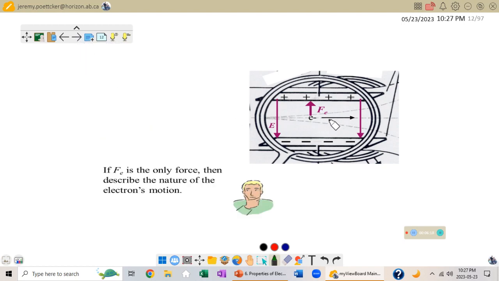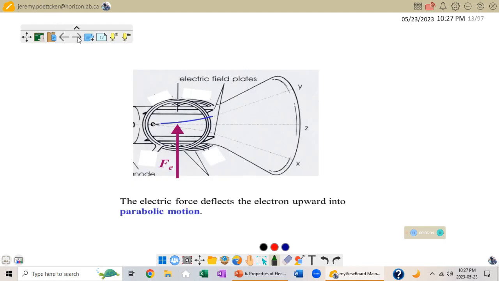It's moving fast enough that it's not going to actually hit the top plate, but it will be deflected the whole time that it's going in between the plates. So if Fe is the only force, like I was just saying, we could describe the nature of the electron's motion. It's going to deflect the electron upward. Once it comes out of the electric plates, it's going to move in a straight line and hit the fluorescent screen roughly at Y, at least according to the way we've drawn it here.